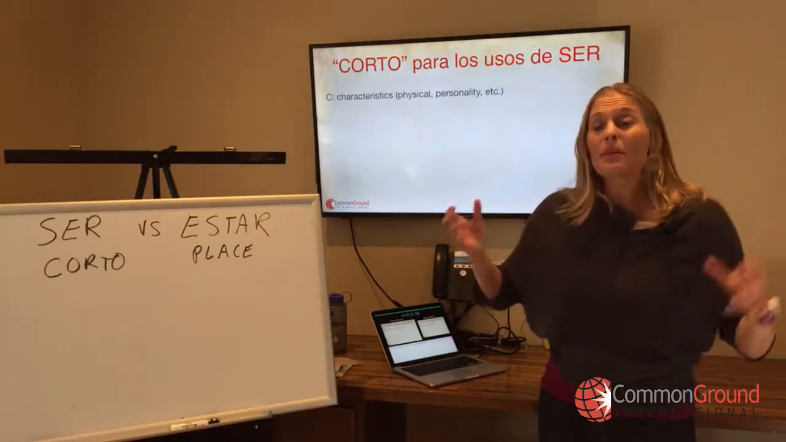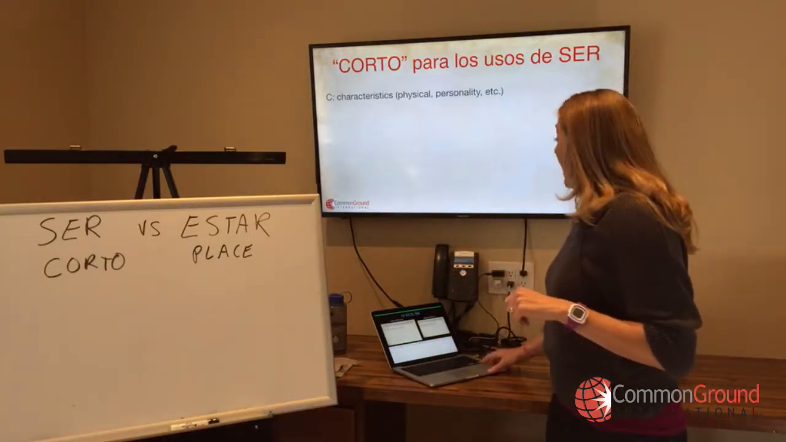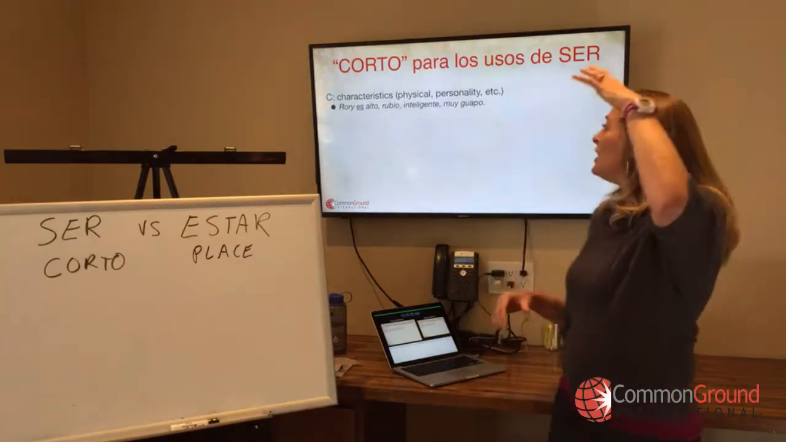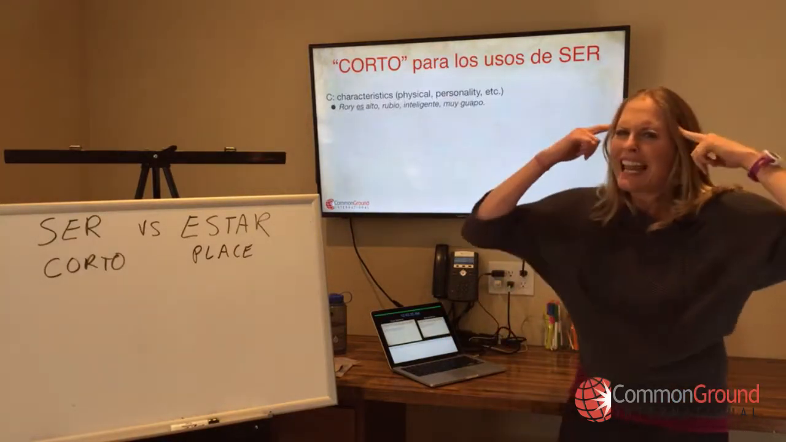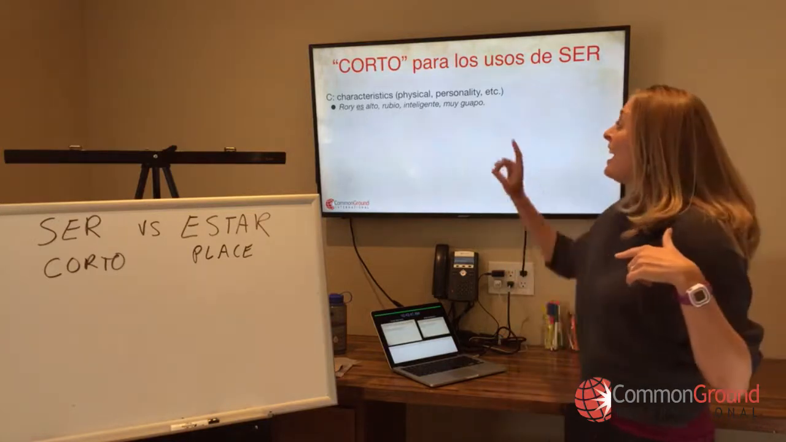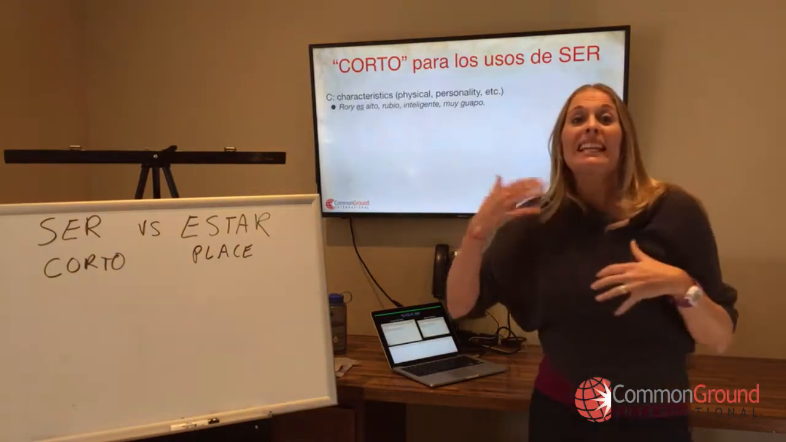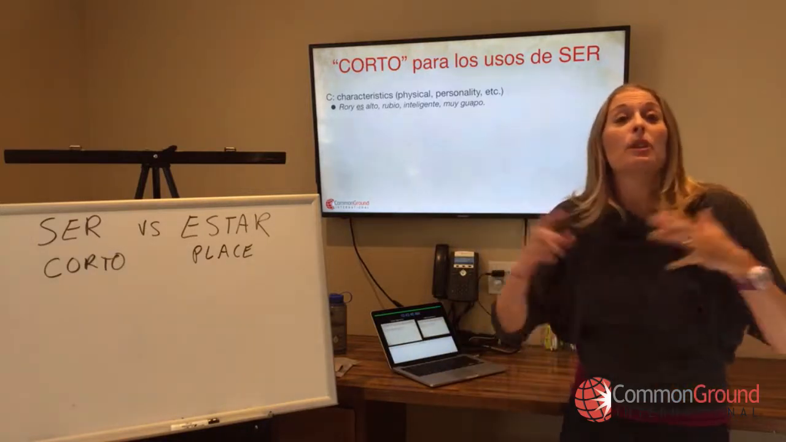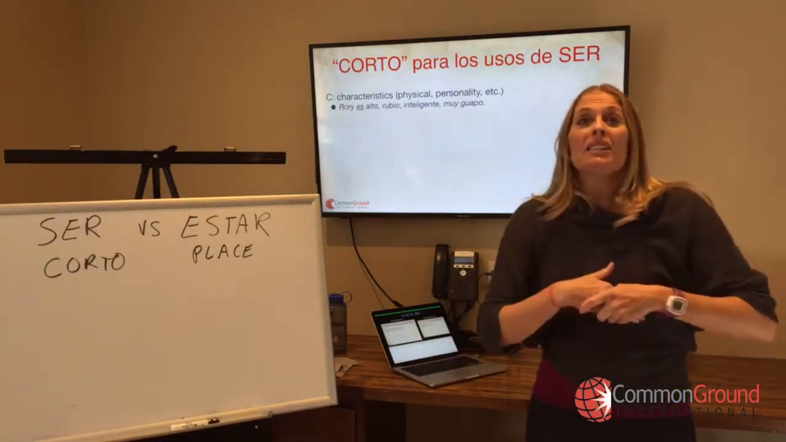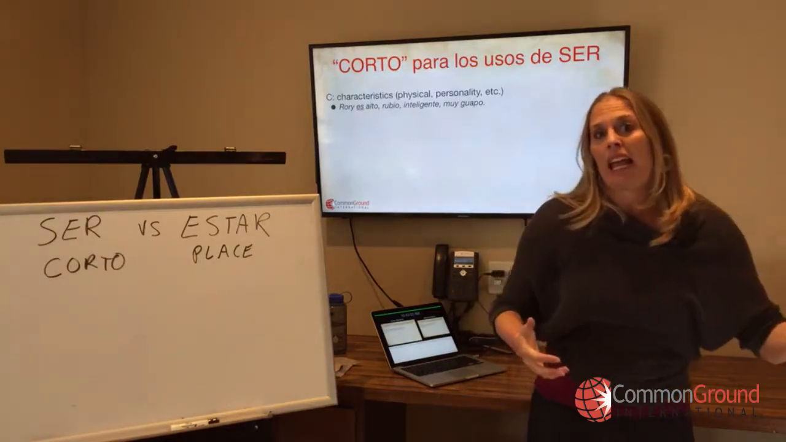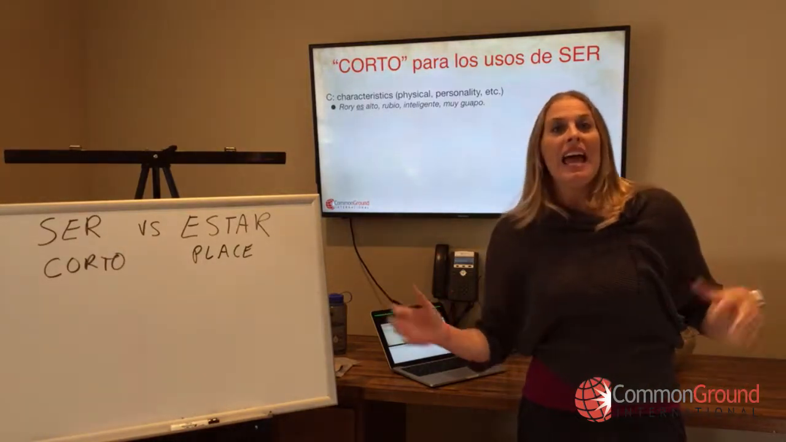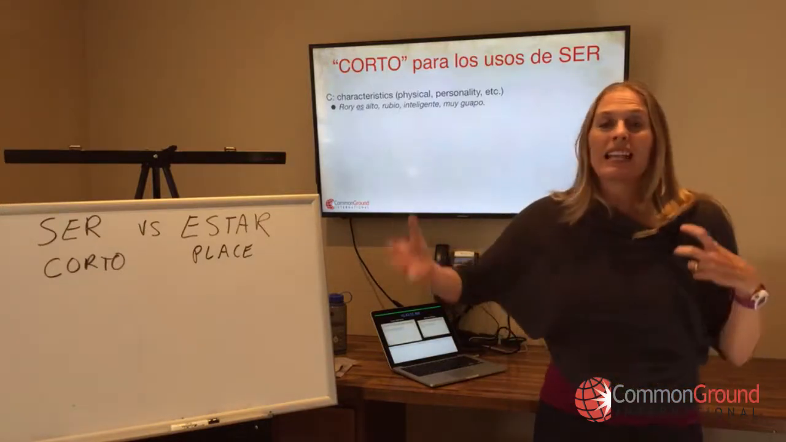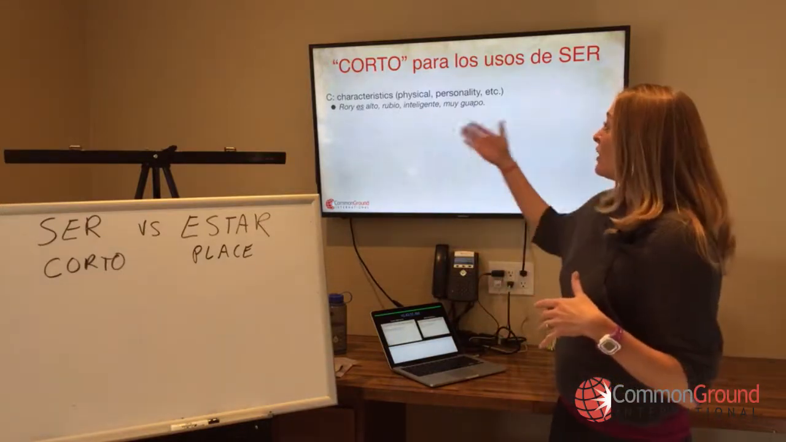So CORTO. Características. In the little examples at the very beginning, I said, Rory, mi esposo, es alto, rubio, inteligente, muy guapo. These are características para describir a mi esposo. You can describe your school like that too. Mi escuela es vieja, es moderna, es nueva. So any type of physical or personality características, use the verb ser.